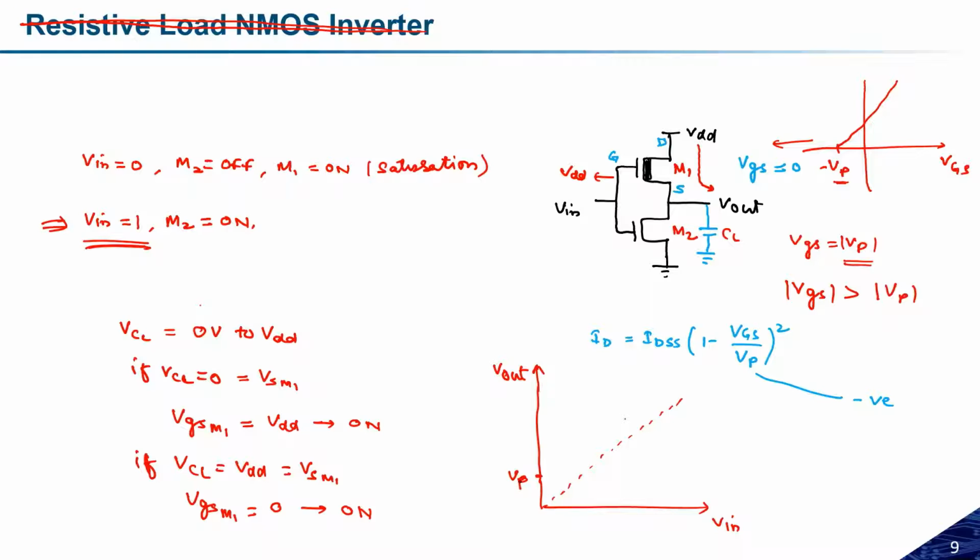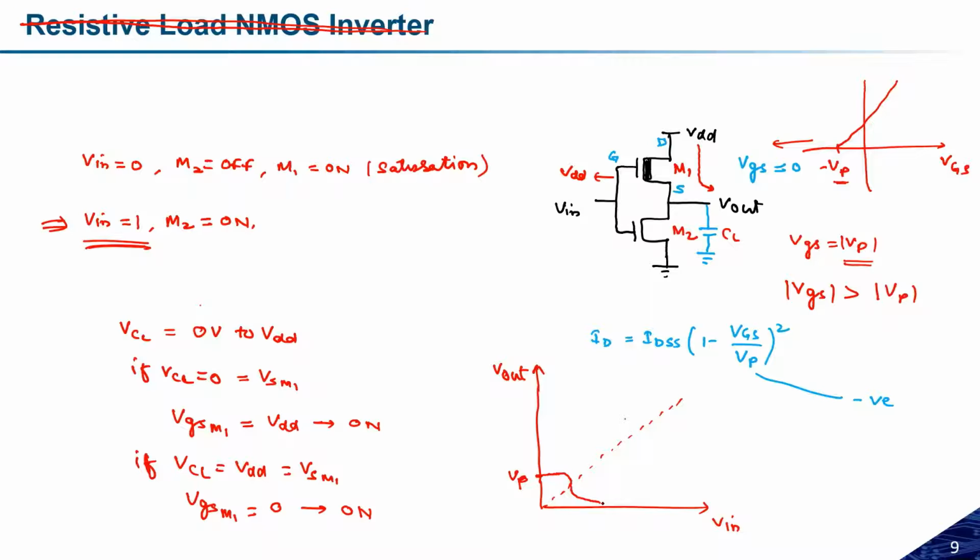And if Vin is equal to 1, initially this will be something like this. Because both the transistors are in on state, the maximum voltage that this capacitor can charge up to is VP only, not greater than that one. So this will behave something like this. Okay, so this is the behavior.